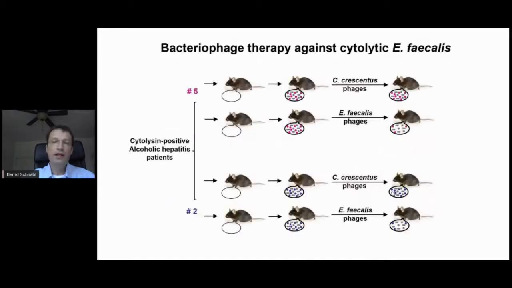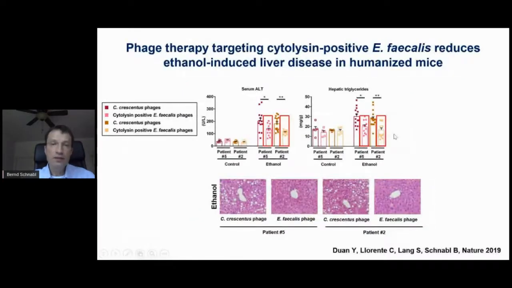And the experiment that we have chosen to use is, again, we used germ-free mice. We colonized all of them with feces from cytolysin-positive alcoholic hepatitis patients, and then we treated them either with a control phage. In this case, the control phage was directed against the bacterium C. crescentus that is not present in the mouse or in the humans, and we used obviously our cytolytic Enterococcus faecalis phage. And when we did this, you can see the results over here.